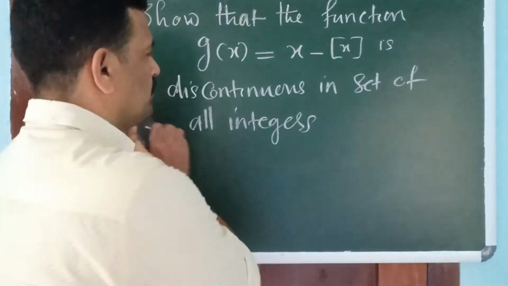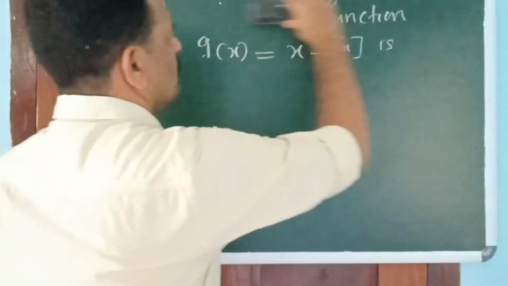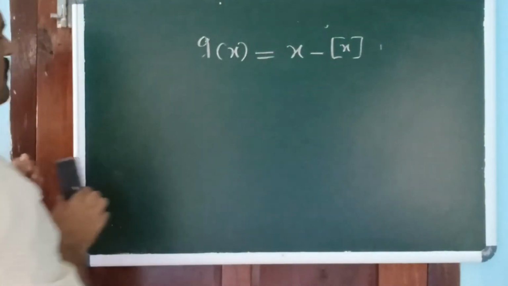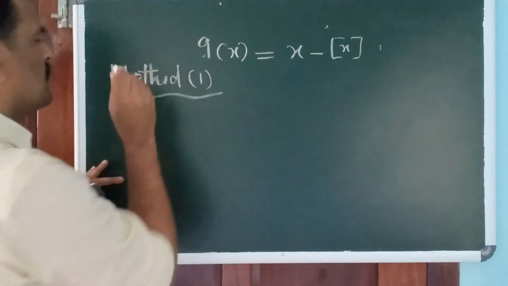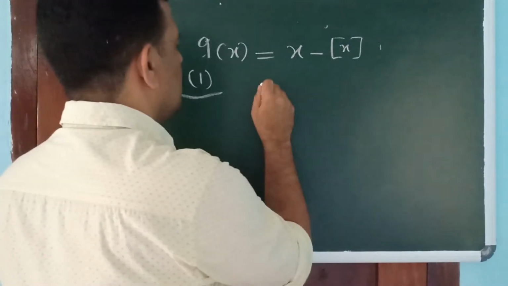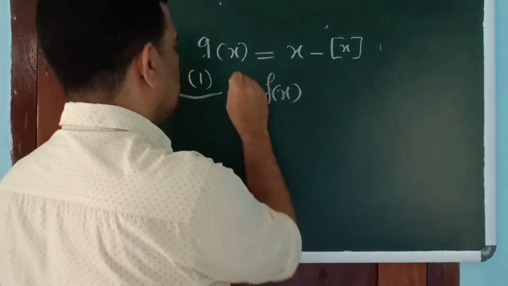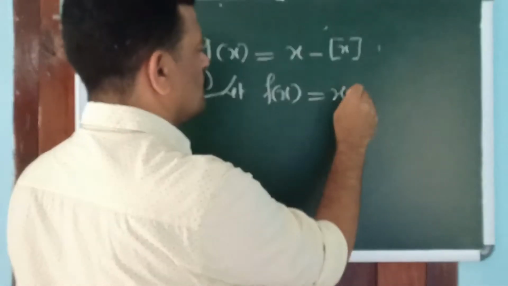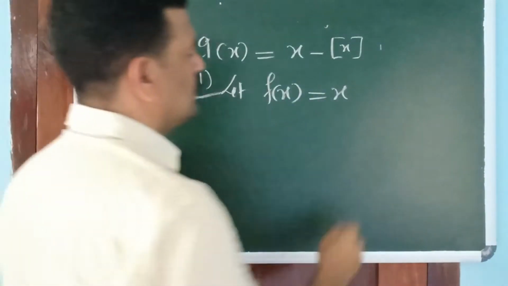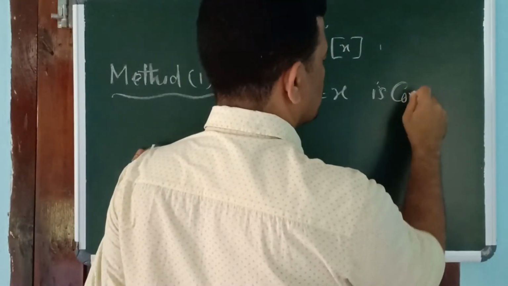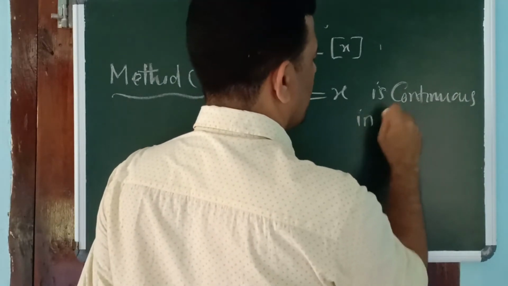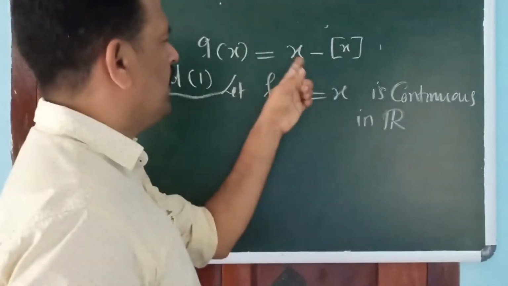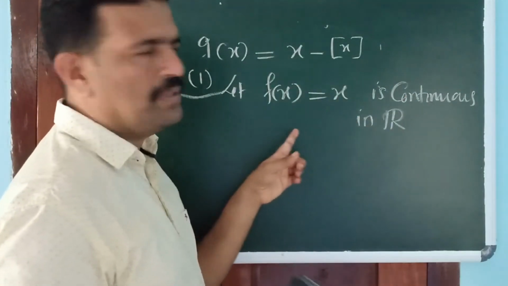ഒന്നാമത്തെ മെത്തേഡ് പറയാം. മെത്തേഡ് 1. ഒന്നാമത്തെ മെത്തേഡിൽ നമുക്ക് f of x equal to x. It is an identity function. It is continuous in set of all real numbers. അതായത് f of x equal to x എടുക്കാം. It is continuous in set of all real numbers.